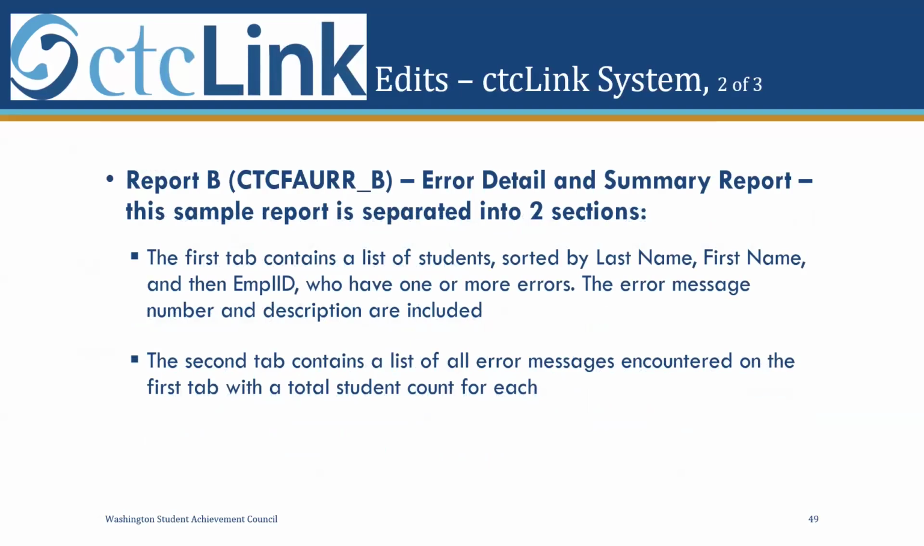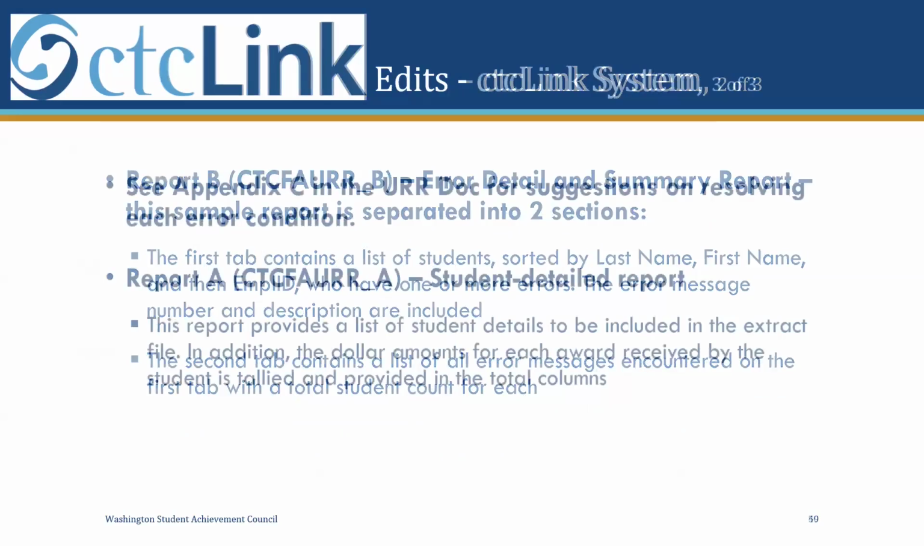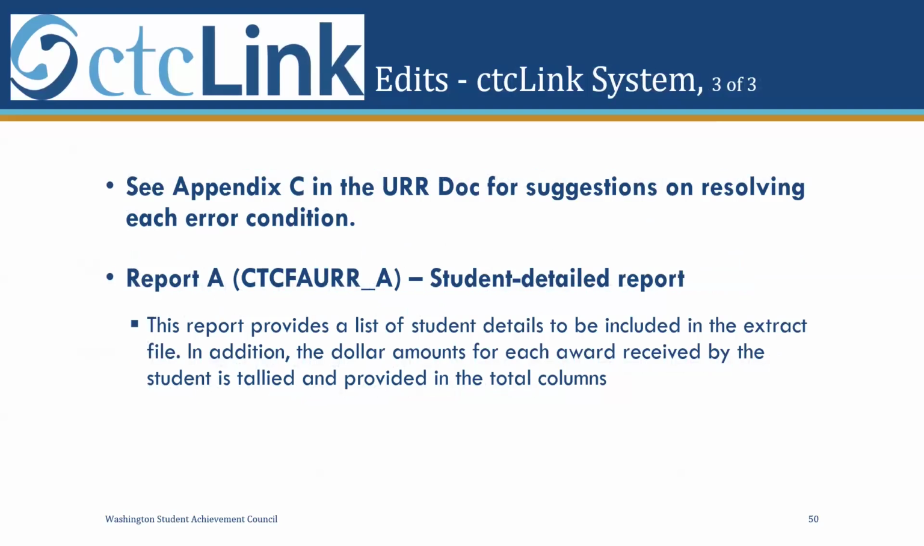Next, we have report B, which is the error detail and summary report. The first tab contains a list of students who have 1 or more errors, and the error message number and description are included. And the second tab contains a list of all error messages encountered on the first tab with a total student count for each. And you can refer to Appendix C in the unit record document for suggestions on resolving each error condition. And we have report A, which is the student detailed report. This report provides a list of student details to be included in the extract file. In addition, the dollar amounts for each award received by the student is tallied and provided in the total column.